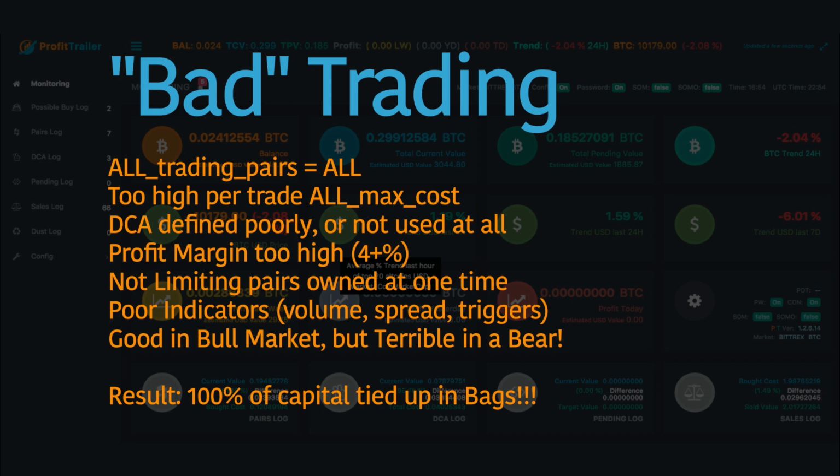Next is the all min buy volume. A lot of people keep this really low, at 100 Bitcoin for the 24-hour volume if you're using Bitcoin as your base trading pair. That's another bad thing to do. You need to keep it at 500, 750, maybe even 1,000 Bitcoin a day on volume, depending on the exchange that you're on.